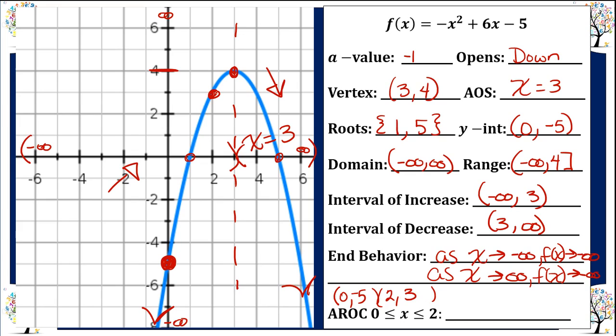But we can simply just count rise over run. So this secant line has a rise of 1, 2, 3, 4, 5, 6, 7, 8, a rise of 8, and a run of 1, 2. So 8 over 2, or simply 4, is the AROC over this given interval.